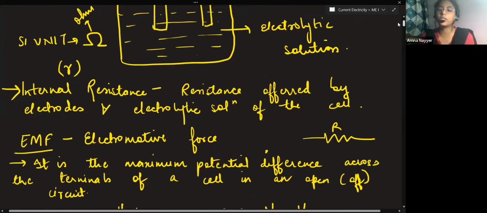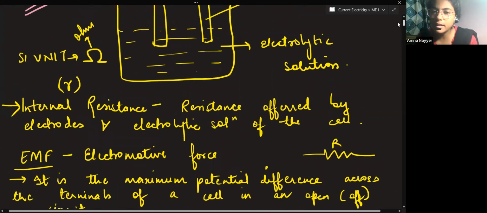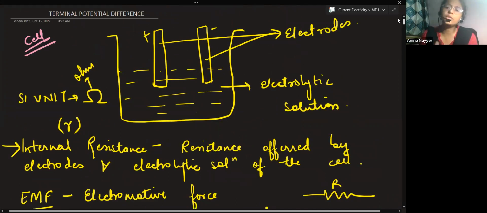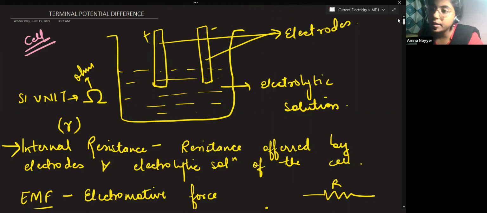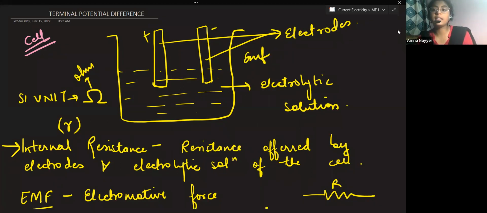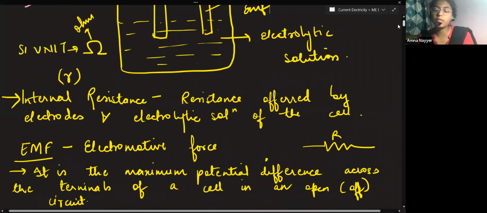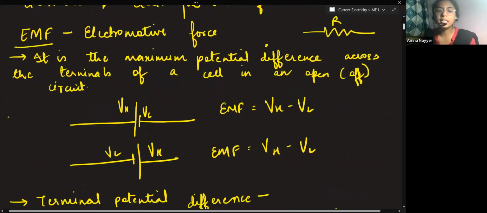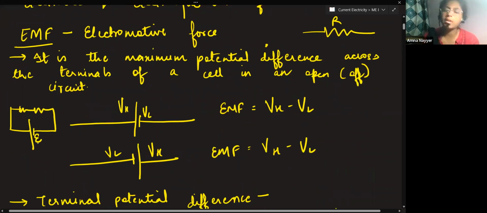In case of electromotive force, what's this internal resistance offered by? I have told you, the electrodes and electrolytic solution offer the internal resistance. The potential that is present in these, that we call the EMF. That's why in the circuits, whenever we connect a circuit, let's say two resistors are there like this, we have connected a battery like this. We always write EMF over here.